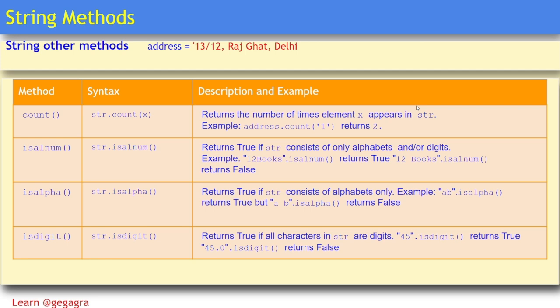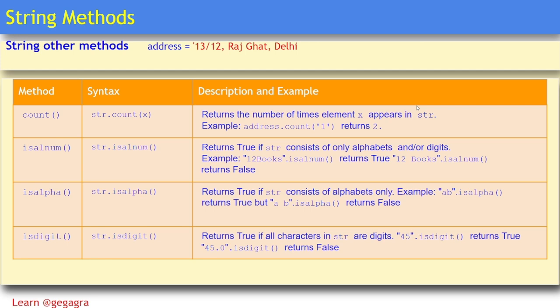Similarly, if you come to this one, isalpha returns true if the string consists of alphabets only. So if I say AB dot isalpha, it will return true. Why? Because A and B both are alphabets. And suppose I use A space B, the space is not an alphabet, and that is why isalpha will return false here.